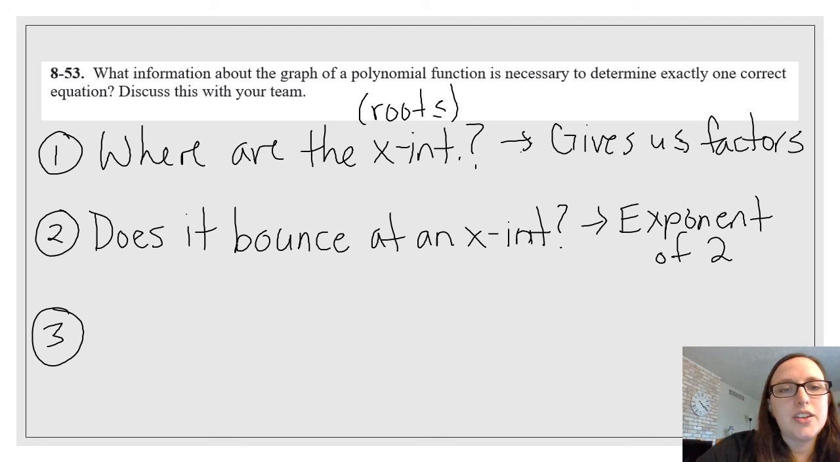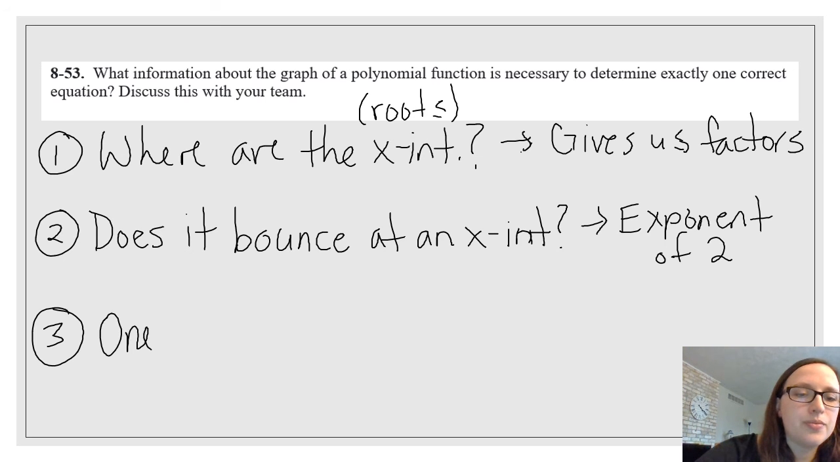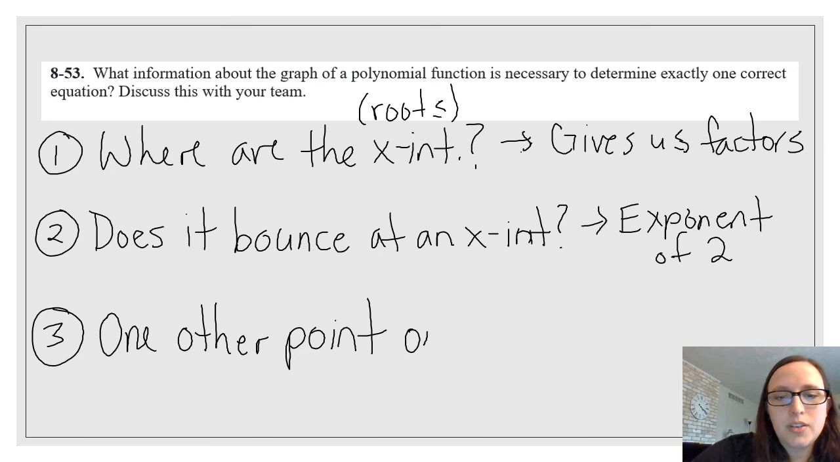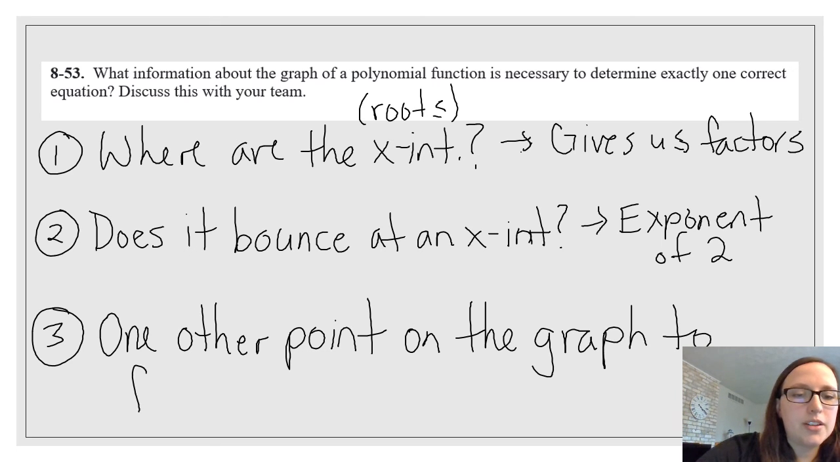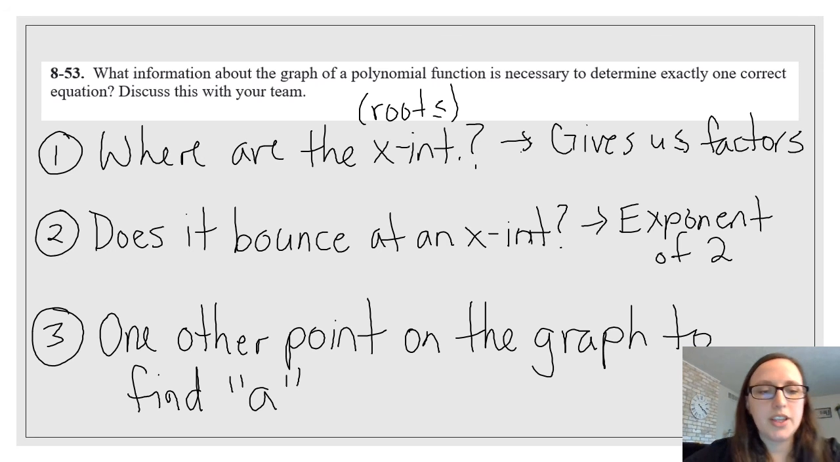This third part is if it's asking you for an exact equation, and gives you another point that is not just an x-intercept. So the third criteria is that we need another point that is not the x-intercept. At least one other point. So that we can find a. Remember, a is our leading coefficient.